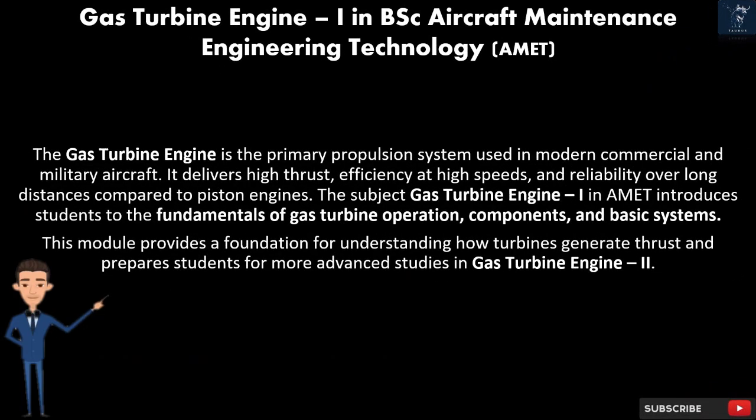The gas turbine engine is the primary propulsion system used in modern commercial and military aircraft. It delivers high thrust, efficiency at high speeds, and reliability over long distances compared to piston engines.